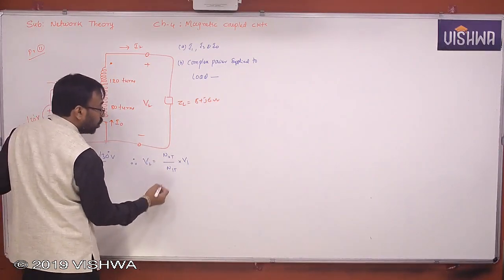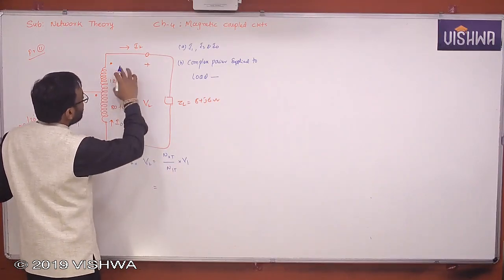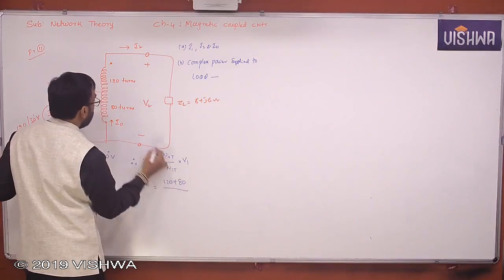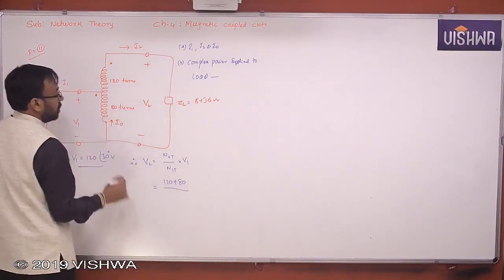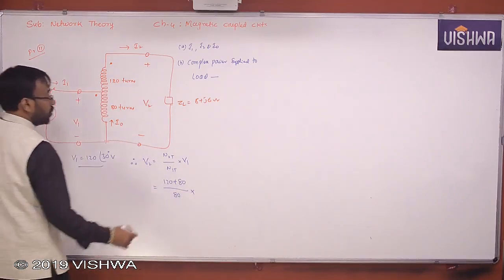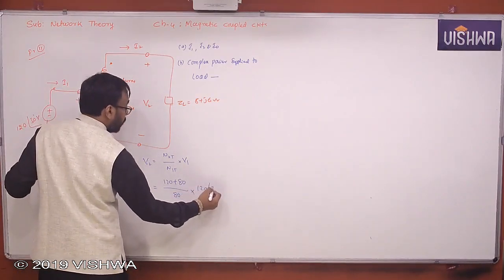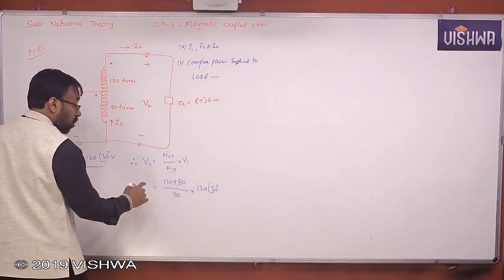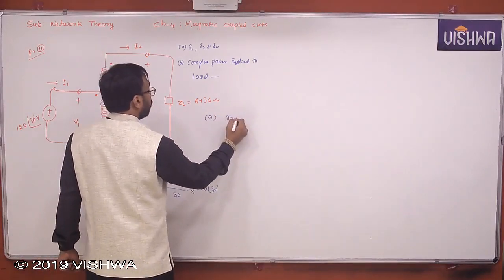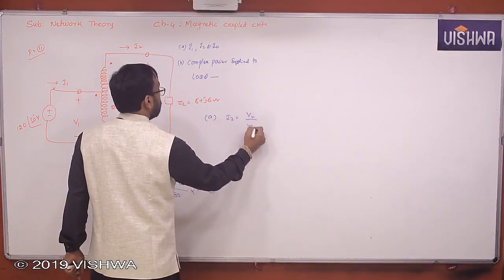So what is N2 total? N2 total is 120 plus 80 by N1 total, which is 80 here. What is V1 here? 120 at an angle of 30 degrees. Once you know V2, you will find I2 first, V2 by ZL.